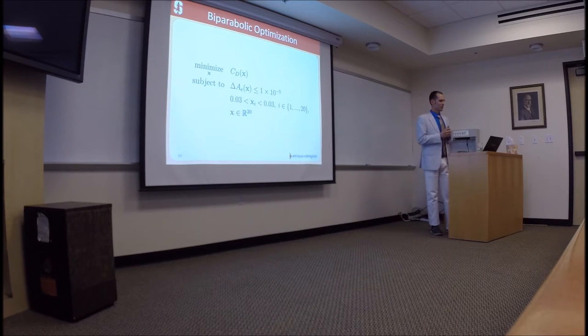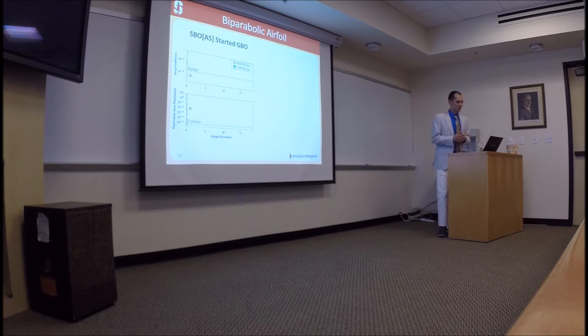This is the optimization problem for the biparabolic airfoil. Minimize drag and constrain the equivalent area using 20 design variables. The reason that lift doesn't appear in this problem is because in two dimensions, lift and equivalent area are tightly coupled. While 20 dimensions is still a small parameterization in terms of aerospace design, it's larger than we would be comfortable modeling with Gaussian process regression surrogate models. I used the surrogate-based optimization built in active subspaces to identify a candidate optimum. Running the design suggested by this approach in simulation yielded this result. It found that we could reduce the drag, but it was not respecting the constraint.